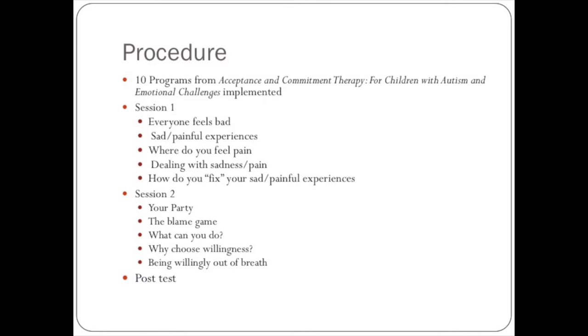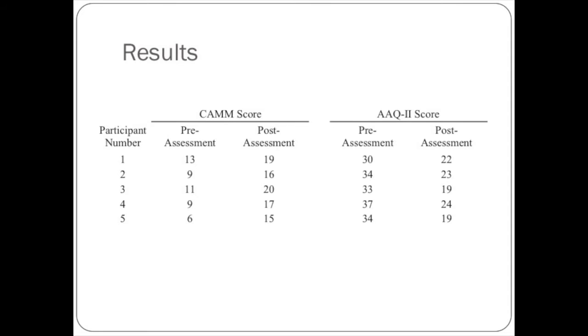As a post-test, the participants were given the same 2 questionnaires that they completed for the pre-test. This was in order to identify whether the acceptance and commitment therapy programs changed the participants' experiential avoidance and psychological flexibility. The participants' pre- and post-test scores for the 2 assessments are displayed in the table.